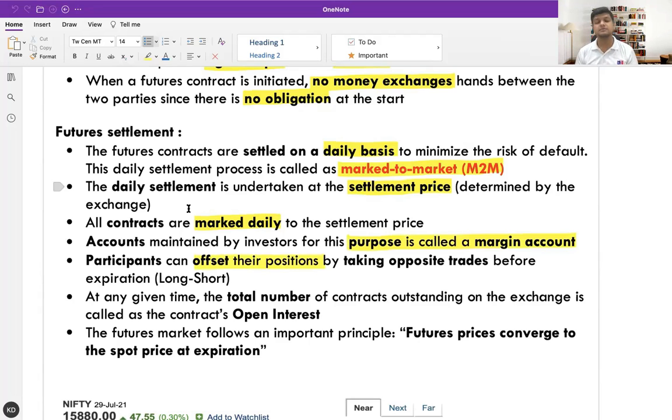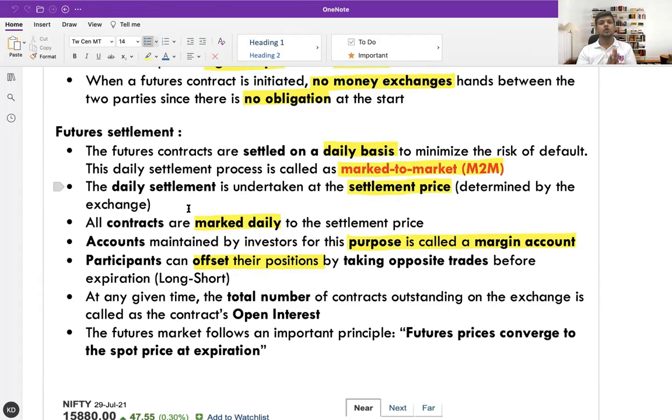Offset means, if you have a long position, how do you exit the position? By being short. So when you have long and short, your net position becomes zero. So if you have bought 100 contracts, and now if you sell 100 contracts, you are virtually out of the contract. And the difference is what you have to either pay or receive. Clear? So participants can offset their position by taking an opposite position.